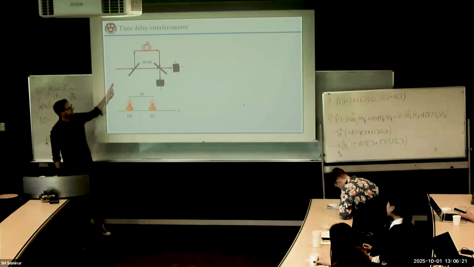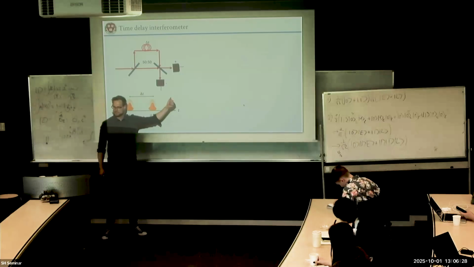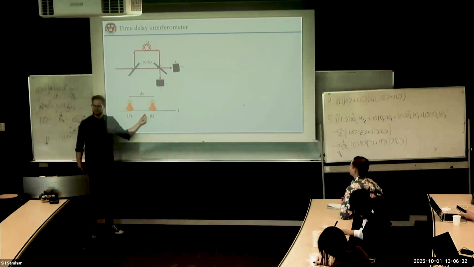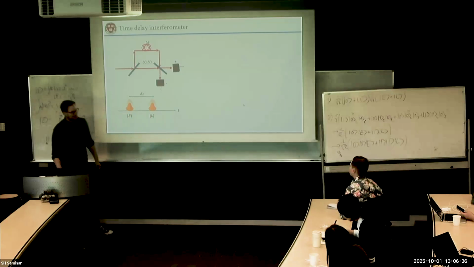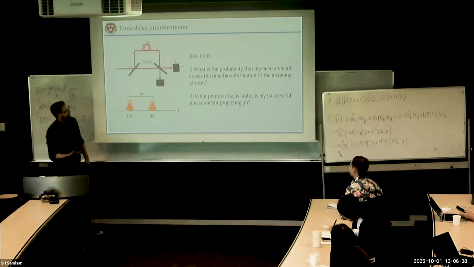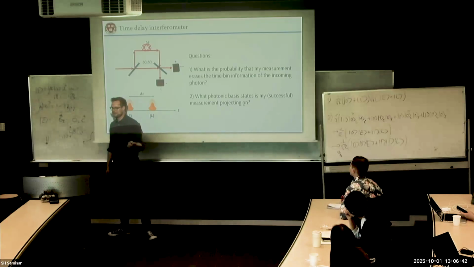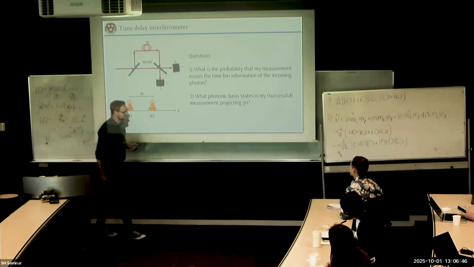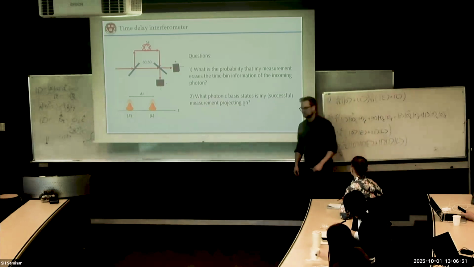But the idea is basically the pulse comes in at a 50-50 beam splitter, so there's a 50% chance it goes through the short arm and goes on to be detected. There's a 50% chance it goes into the long arm. I'm going to add a delta t, which is exactly the time between these. And then I'm going to detect what mixes here. So what is the probability that such a measurement will erase the time bin information from my photons? Remember, I come with an equal superposition between being in early or in late.